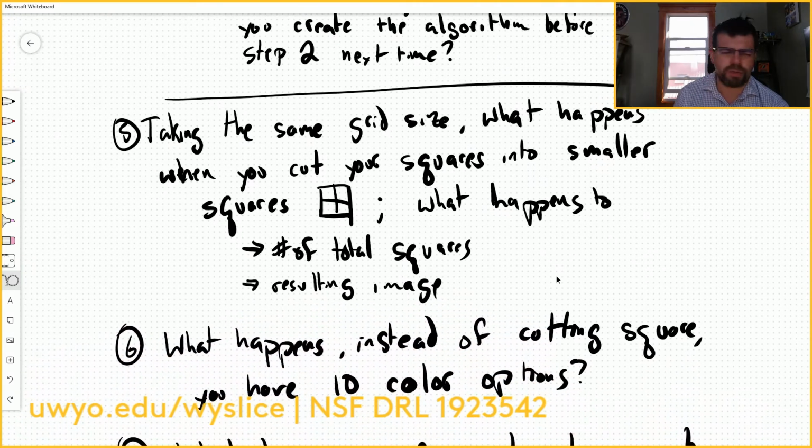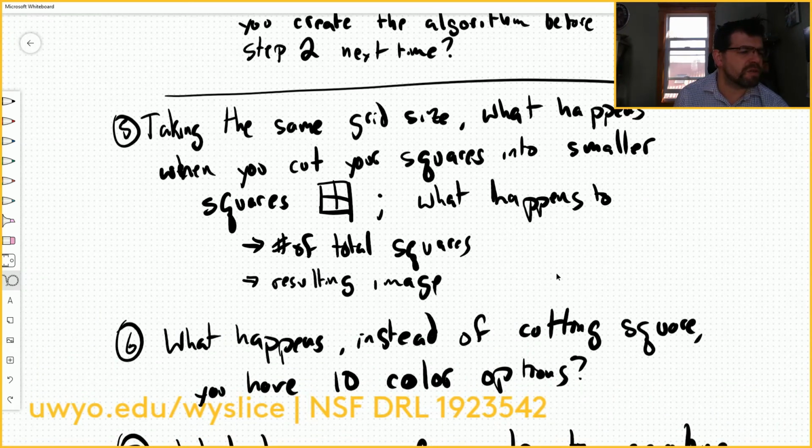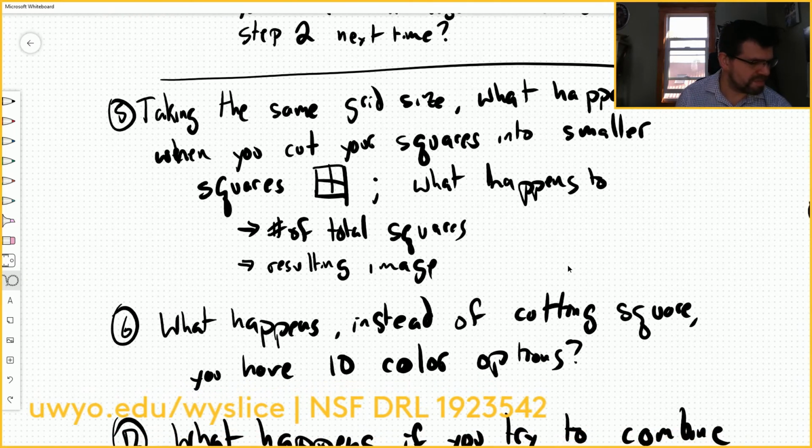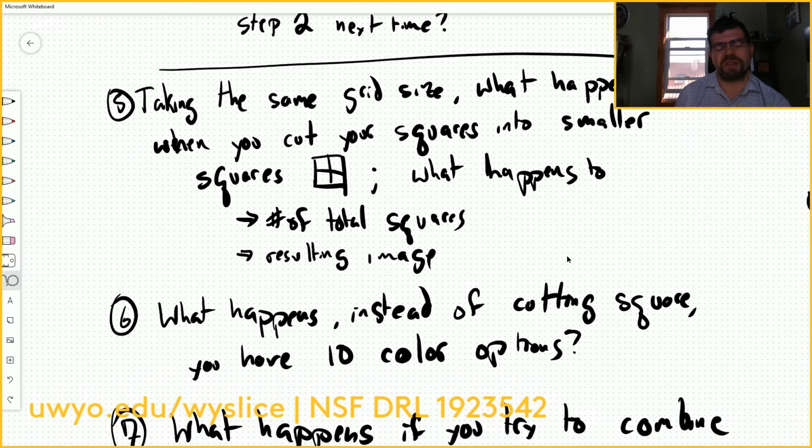Okay, so maybe cutting them into smaller squares caused some issues, who knows? But what happens if, instead of cutting them into smaller squares, instead of just having 2 color options, you had 10 color options? Now, I'll save you a little bit of effort here: if you're going to do 10 color options, don't start numbering at 1 because you'll run out of available numbers. So that's a hint for you.